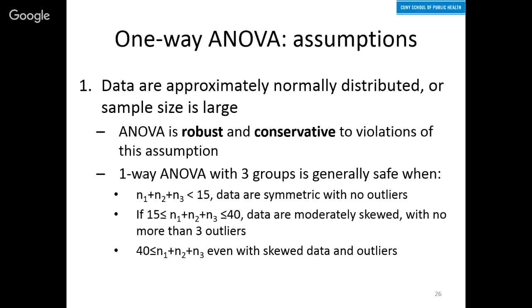A few rules of thumb here: the one-way ANOVA with 3 groups is generally safe if you have a small sample size, your total N1 plus N2 plus N3 less than 15, if you have well-behaved data, symmetric, with no outliers. Up to 40, it's still safe if you have moderately skewed data, not too many outliers, no more than 3. And if you're over 40, then it's pretty robust, even to skewed data and outliers. Not an exact measure, but sort of a rule of thumb. It depends too on whether these are all the same or one of them has only a sample size of 2, but this gives you a general idea.